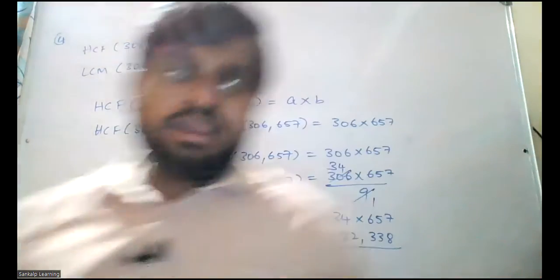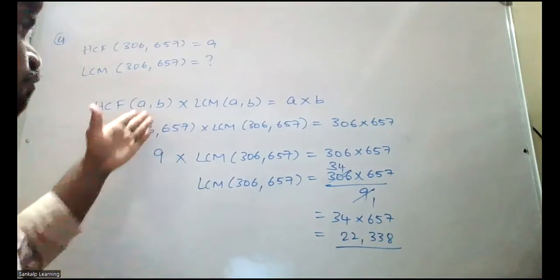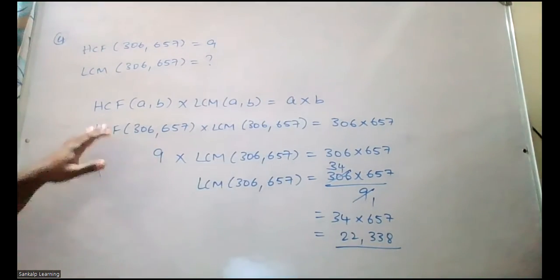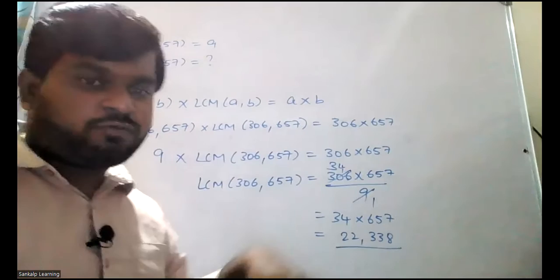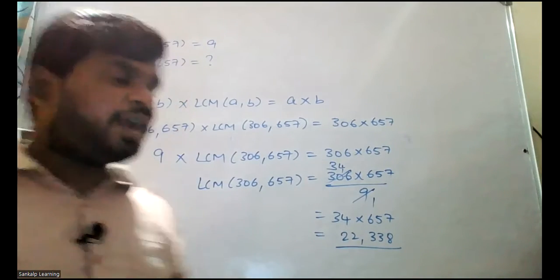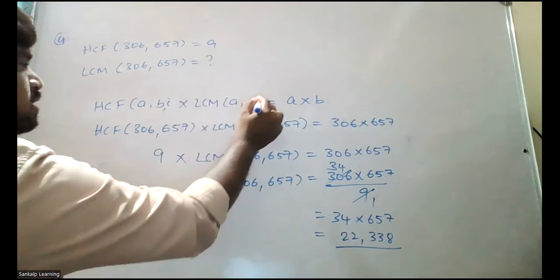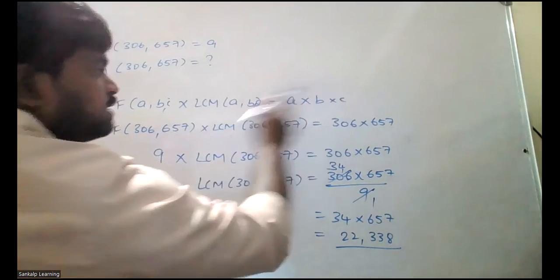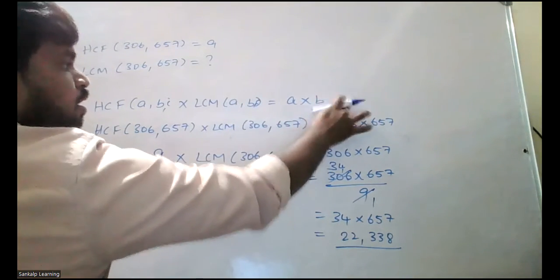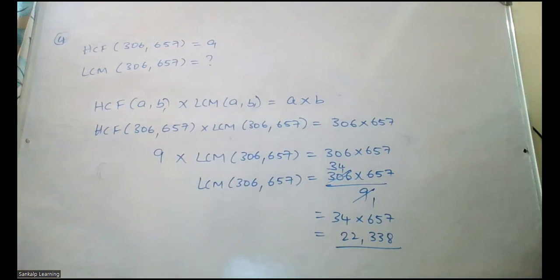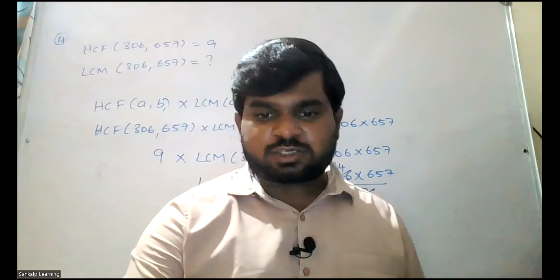Okay. So very important relationship. HCF of two numbers into LCM of two numbers is actually the product of the two numbers itself. This is applicable only for two numbers, not for three numbers. Even in the previous video, I had mentioned this. That is, HCF of A, B, C into LCM of A, B, C, you cannot write it as A into B into C. This is not valid. This result is valid only for two numbers. Okay. Let's solve the next question.